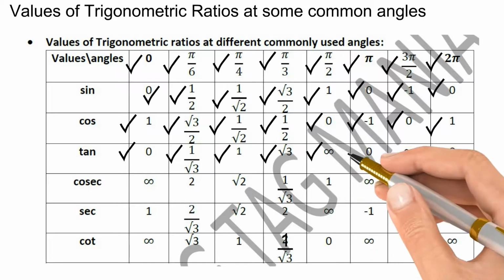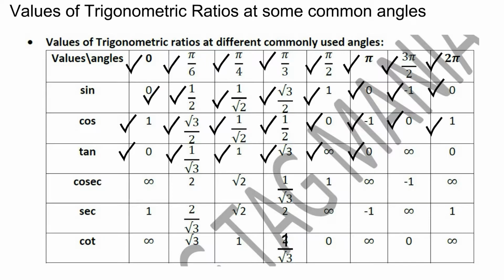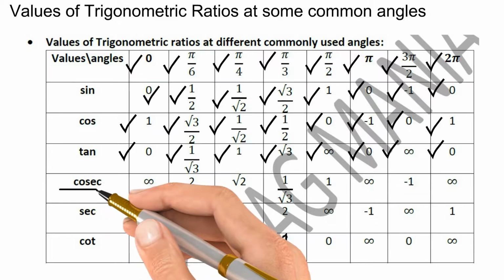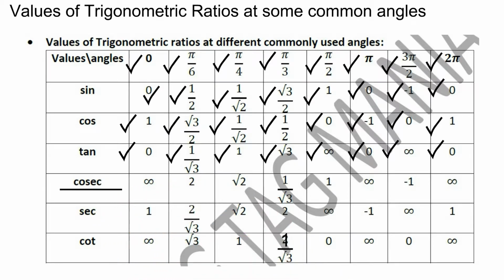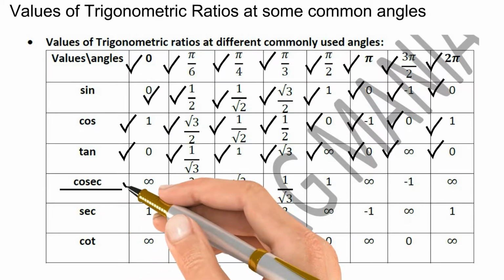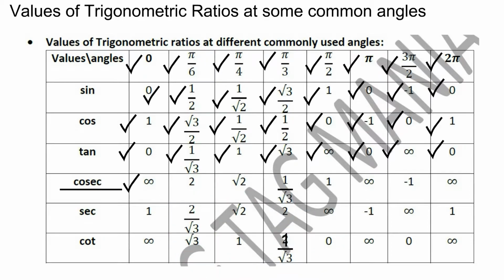The value of tan of 180 degrees is 0. Again, value of tan of 270 degrees is undefined. The value of tan of 360 degrees is 0. Next, let's talk about the values of different angles at cosec theta. So the value of cosec of 0 degree is infinity or undefined.